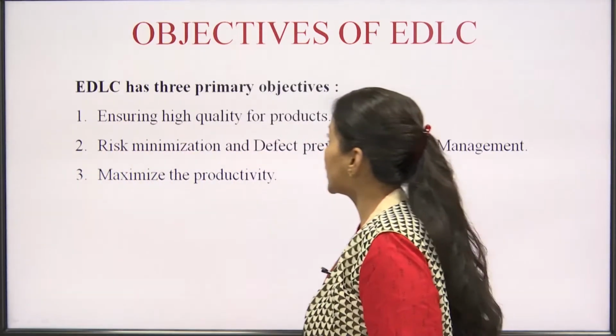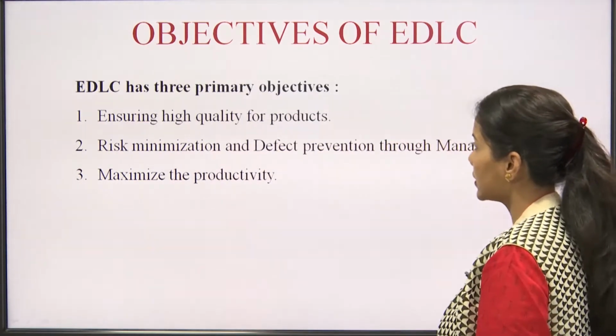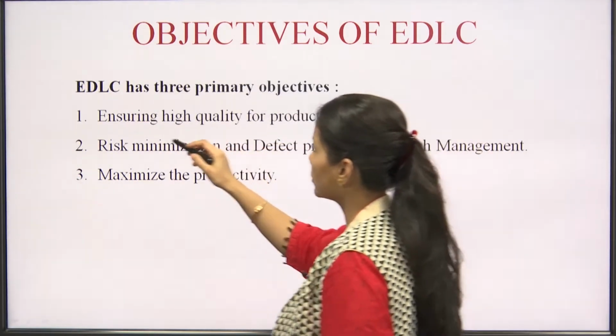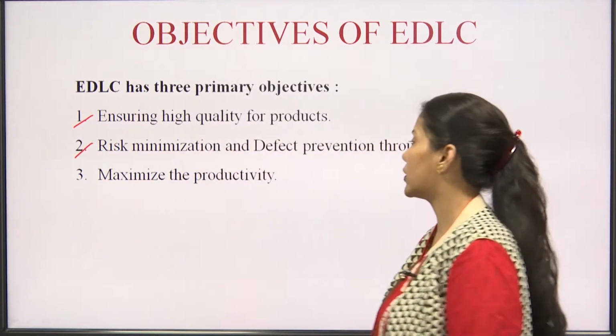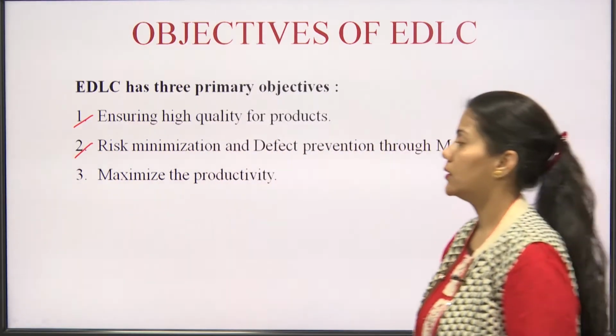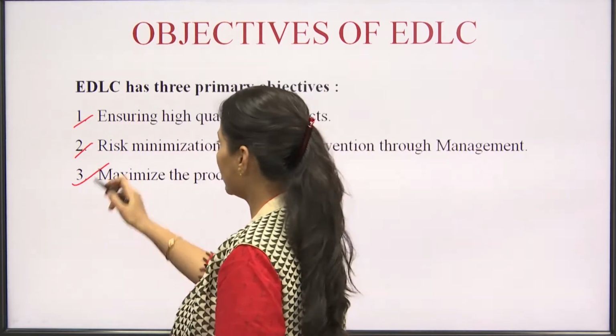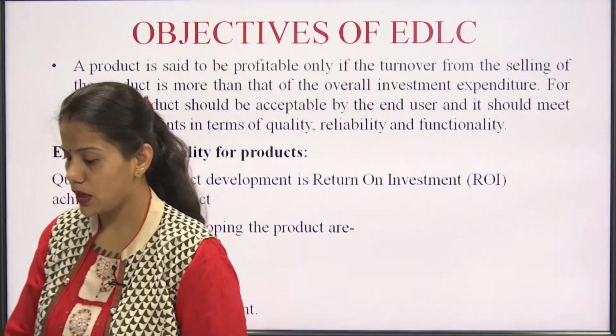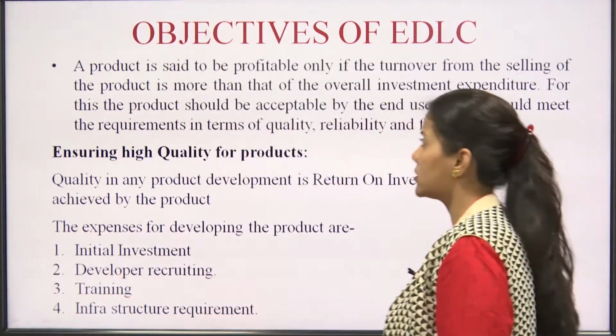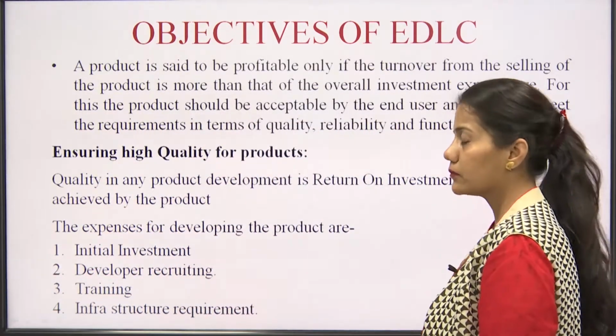Now, what are the objectives of EDLC? EDLC has three primary objectives: ensuring the high quality of the product, risk minimization and defect prevention through management, and last is to maximize the productivity. So, ensuring the high quality of the product, what does this mean?